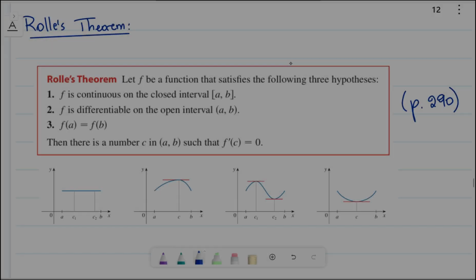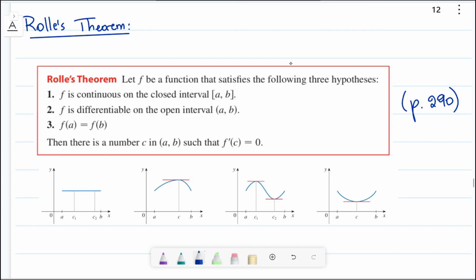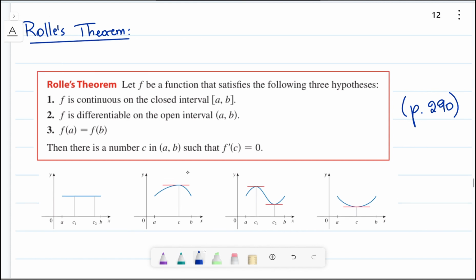We will now learn about Rolle's theorem. Rolle's theorem states that let f be a function that satisfies the following three hypotheses. Number 1, f is continuous on the closed interval a to b. Number 2, f is differentiable on the open interval a to b. Number 3, f of a equals f of b. Then there is a number c in the open interval a to b such that the derivative of f evaluated at c, so f prime of c, is equal to 0.